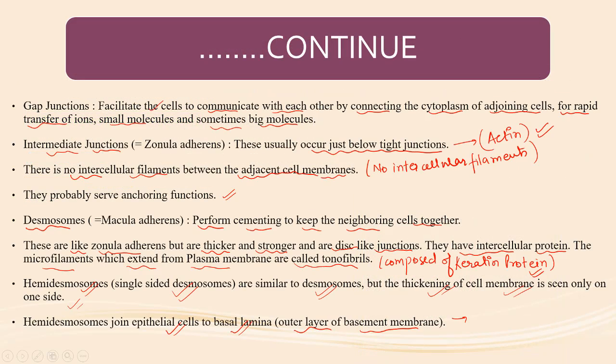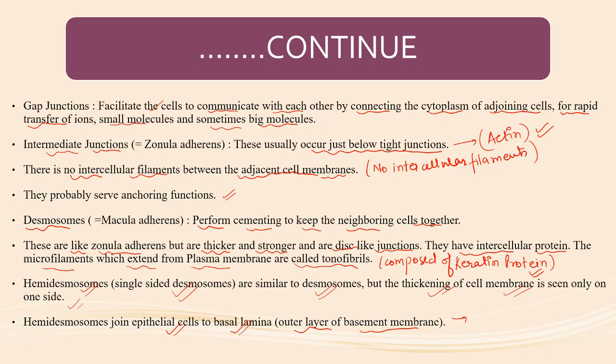Then gap junctions, in which the cytoplasm of adjoining cells is shared with each other. They help cells communicate for rapid transfer of ions, small molecules or even big molecules. Then intermediate junctions, that is zonula adherens, are usually just below the tight junctions, meaning zonula occludens. There are no intercellular filaments between the adjacent cell membranes, and they probably serve anchoring functions.